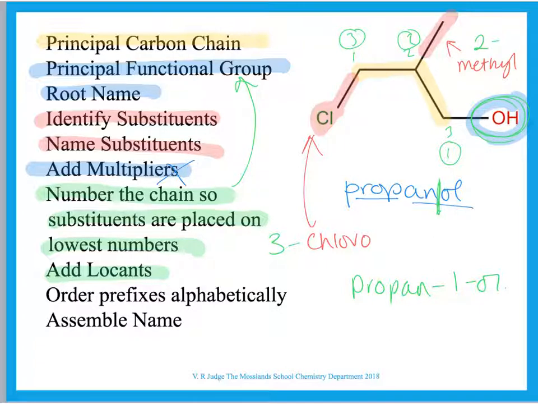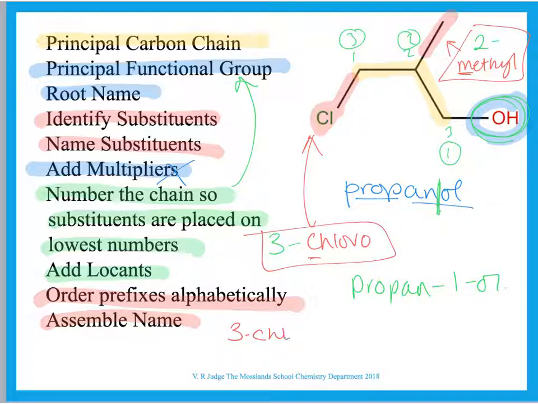Okay, so we've got our substituents, we've got our root name, we know where everything is. Now we need to order the prefixes alphabetically to assemble the name. So we've got this one, and we've got this one, and the rest of it is going to be the suffix anyway, so it doesn't matter so much. So looking alphabetically, we've got M for methyl, C for chloro, so your chloro is going to go first. So we're going to have 3-chloro-2-methylpropan-1-ol, and that's the name of that compound. I've just rewritten it a little bit in some nicer handwriting. So that's how you would name that one.